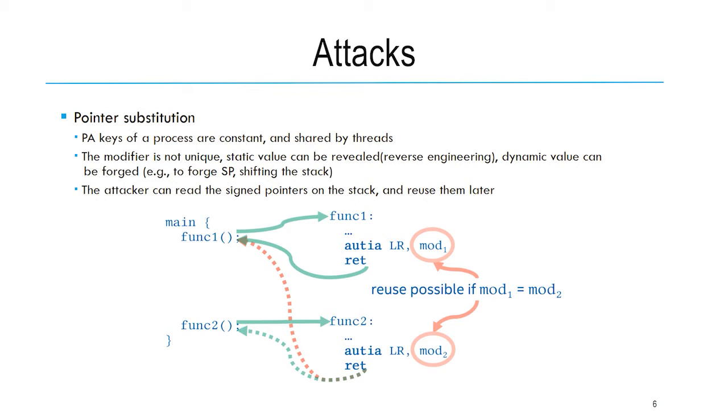Therefore, attackers could reuse the assigned pointer in function 2 when it executes with the same stack pointer, as shown on the right. And when the attacker can control modifier 2, making it equal to modifier 1, then the attacker could reuse the return address of function 1 and construct a loop gadget to hijack the control flow.